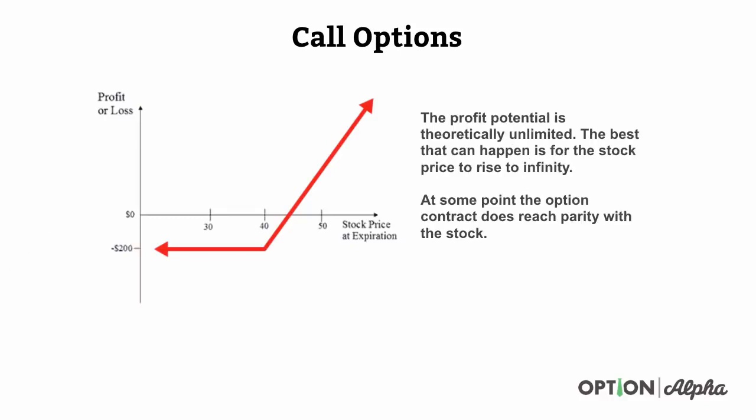Now again, with call options, the profit potential is theoretically unlimited. The best that can happen is for the stock price to rise to infinity. Obviously, we say theoretically unlimited, but option prices are going to be range bound, within certain parameters. There's no stock that's gone to infinity, right? At some point, the option contract does reach parity, though, and what that means is that for every dollar move in the stock, the value of the option goes up by a dollar as well. Okay, that's on the further edges.